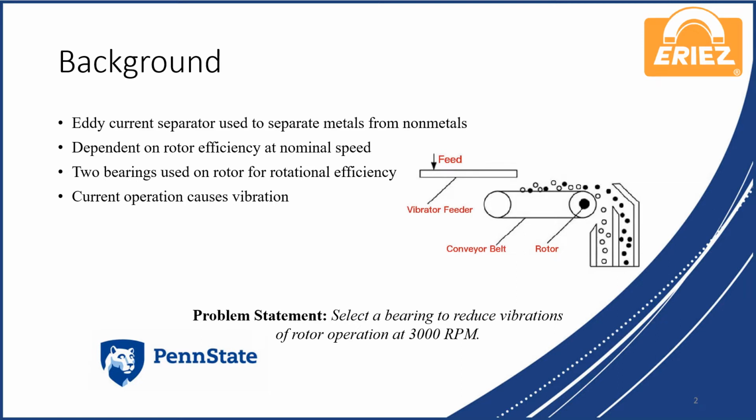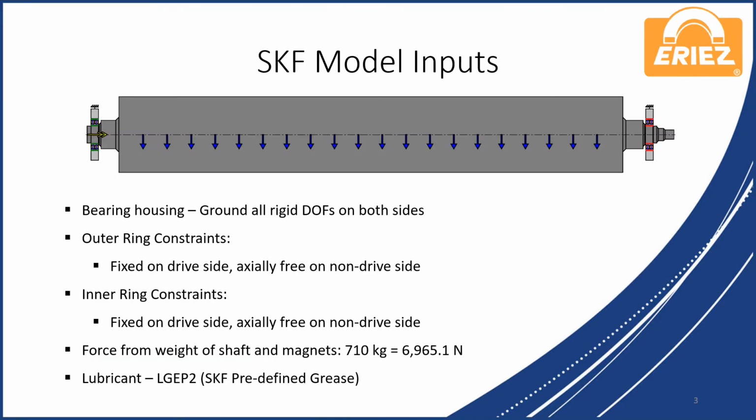Our problem statement is to select a bearing to reduce vibrations of rotor operation at 3000 RPMs. To begin our analysis, we used the SKF SimPro Quick software, where we imported our shaft as well as the bearings and specified constraints on the non-drive side and the drive side bearings to determine the stiffnesses during operation.